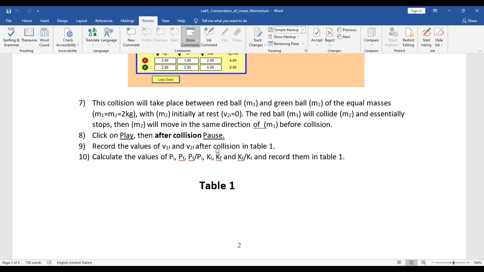Kinetic energy is 1/2 times m, which is 2, times v1i, which is 2, squared. That is 4. The ratio is 4 over 4, which is equal to 1. Then the final kinetic energy Kf is 1/2 times 2 times 2 squared, which is also 4. So Kf over Ki is 4/4, equal to 1.